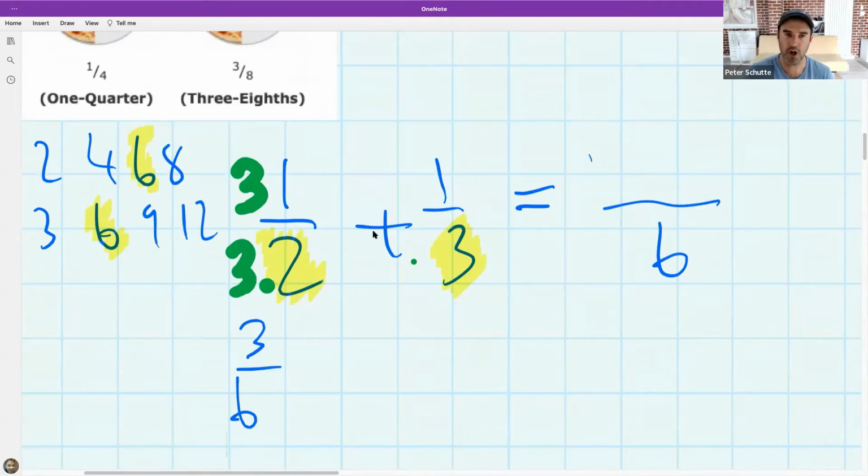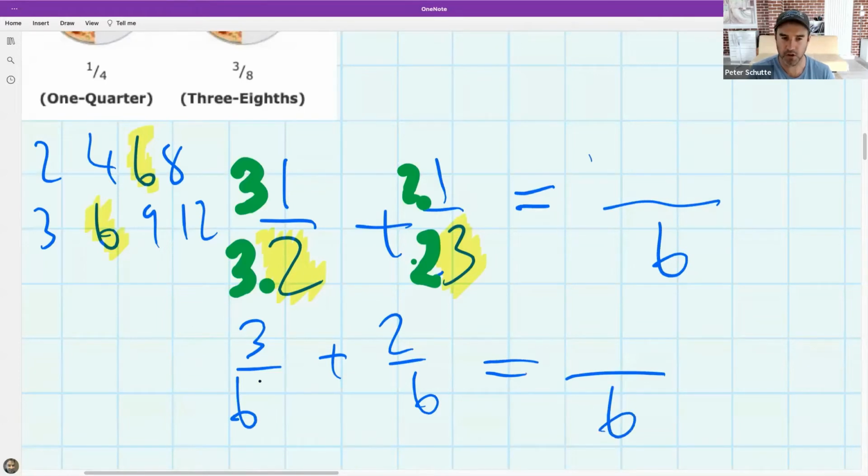Now, for the other fraction, I'm not going to multiply by 3. I ask myself, what do I multiply 3 by to get 6? I multiply by 2, and 2. And what do we get then? We have 2 on the top and we have 6 on the bottom. And now both of them belong to the family name of 6. And so we go 3 plus 2, we're allowed to add them, and we get 5 over 6.